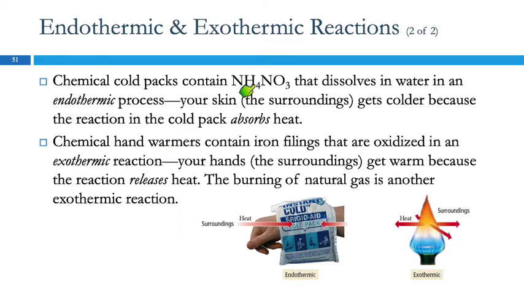So those have ammonium nitrate in them. And when you break that seal in there, water mixes with ammonium nitrate, and as that dissolves, it's an endothermic process. The reaction absorbs heat. Where does it get the heat from? The surroundings, right? So if you have a sprained ankle and you put this package with this reaction in it on your sprained ankle, it's going to take heat away from your ankle, right? It's going to cause it to become cooler. Any questions about that?